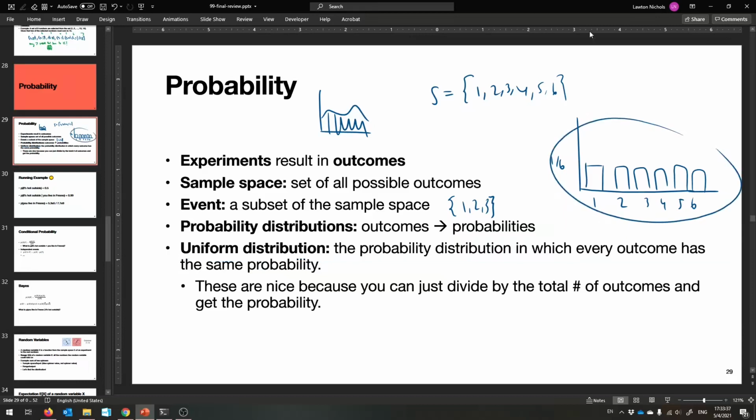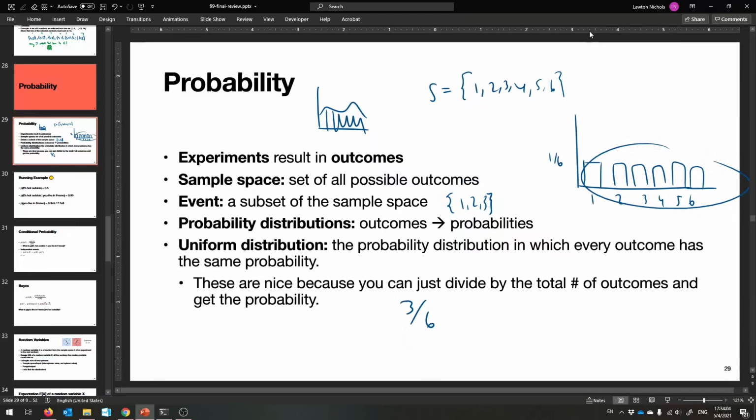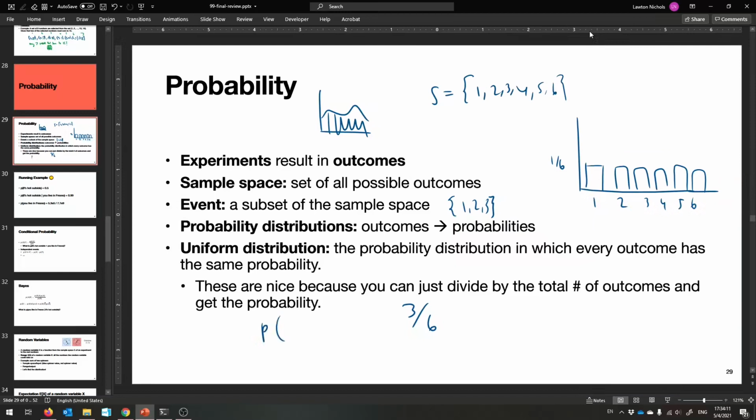And then a uniform distribution is the kind of distribution that we love, because every outcome, just like for rolling a die or flipping a coin, has the same probability, right? It's all fair. And that's really helpful because we can divide by the total number of outcomes to get the real probability, right? So if I want to know, what's the probability of rolling a 2? Or even for an event, what's the probability of rolling a 1, a 2, or a 3? Well, I have those 3 options out of 6 total. And because it's a uniform distribution, the probability is immediately 3/6, okay? Probability of that event is 3/6 because it's a uniform distribution. I can just divide by the total number. It's wonderful.